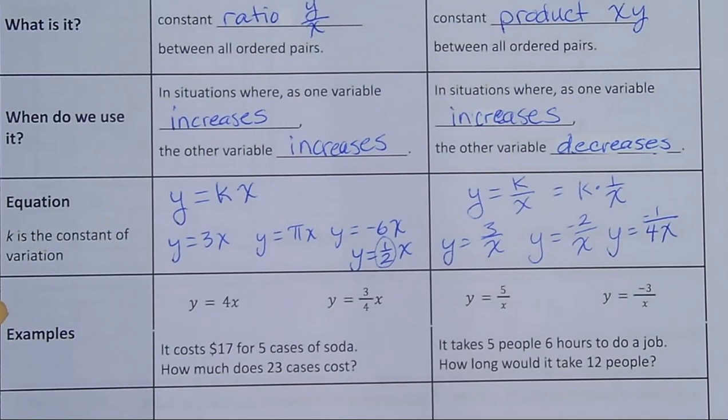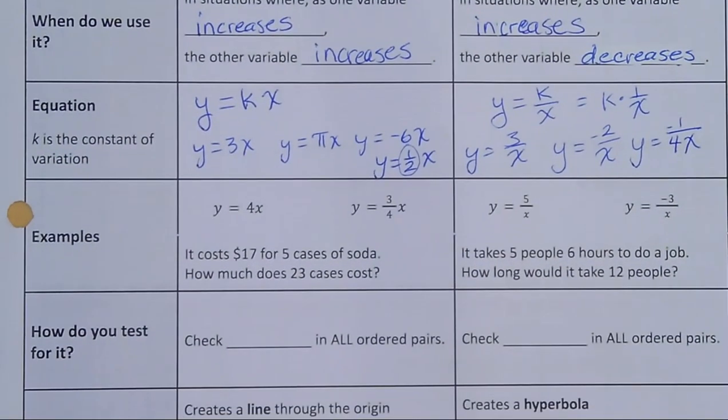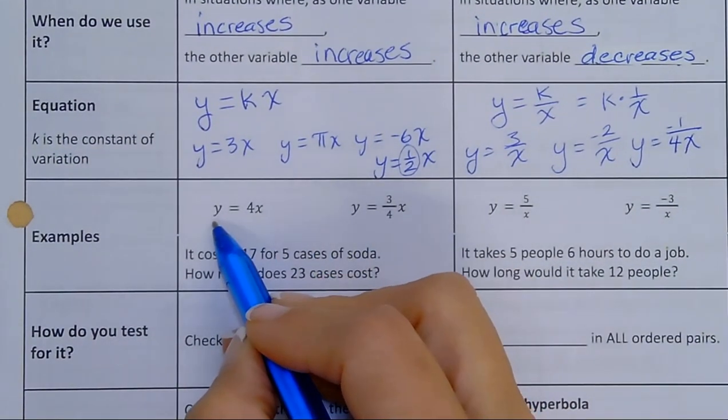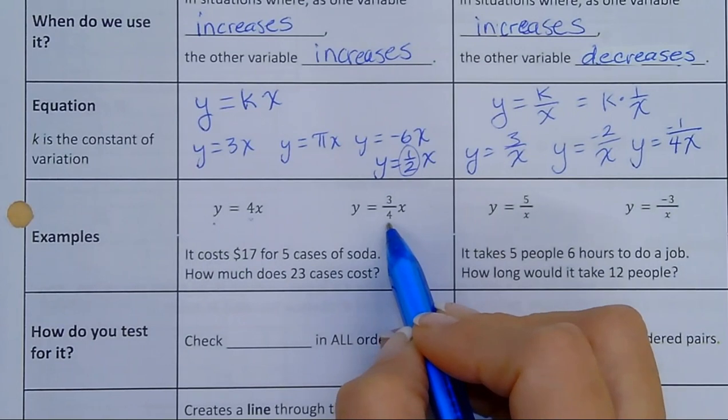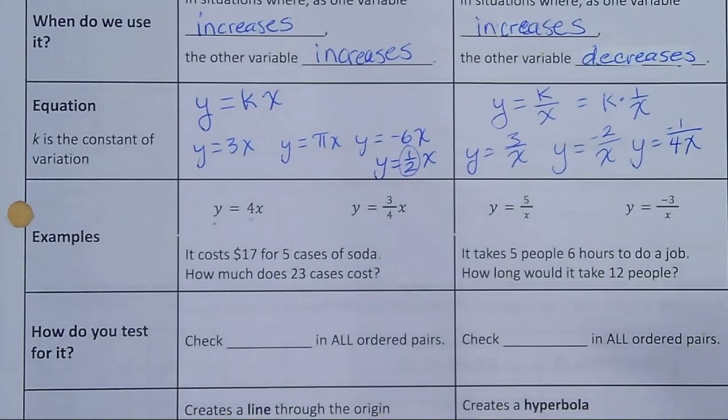And of course I've got some more examples here. If I'm looking at direct variation, remember I have y equals kx. In this case, k is 4. In this case, k is 3/4. An example in words would be, it costs $17 for 5 cases of soda. How much does 23 cases cost?